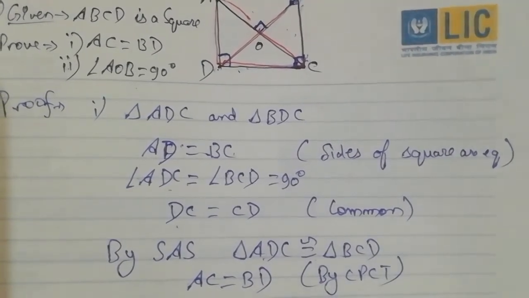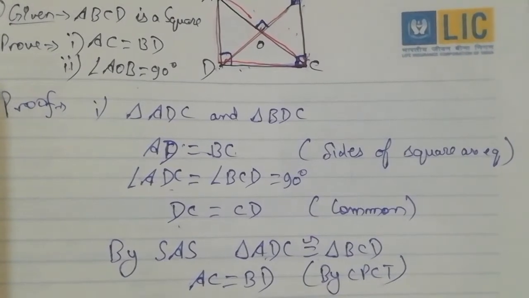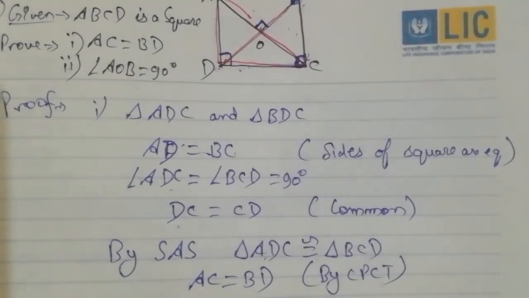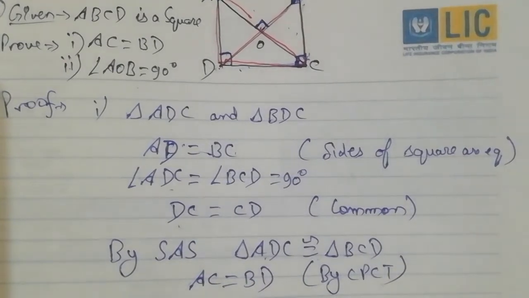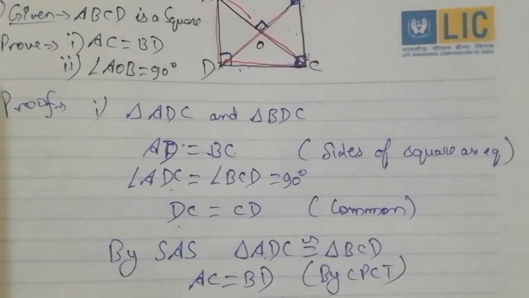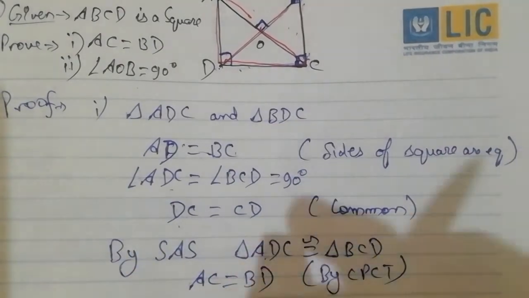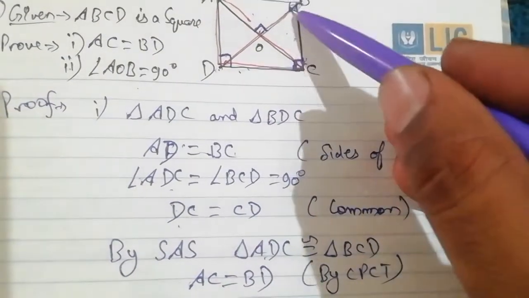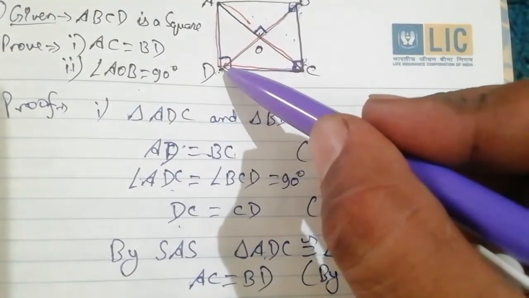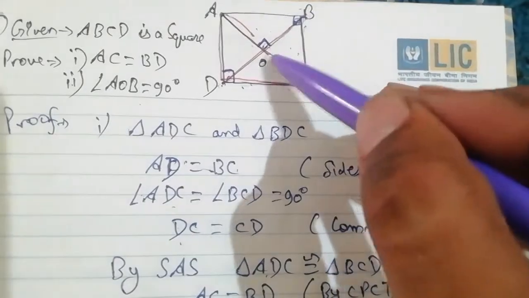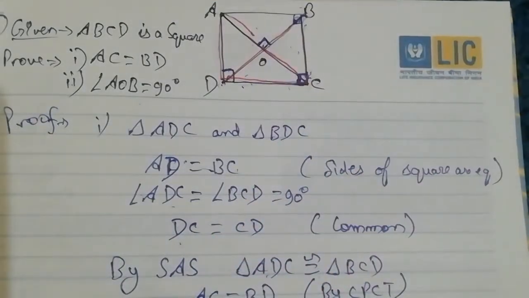Okay, now we have to prove that the diagonals are bisecting each other at 90 degrees. Okay, but before that we need to show that diagonals bisect each other. Diagonals bisect each other means OA is equal to OC and OB is equal to OD. Okay, so for that we need to take triangles AOB and COD. Okay, so let us write.